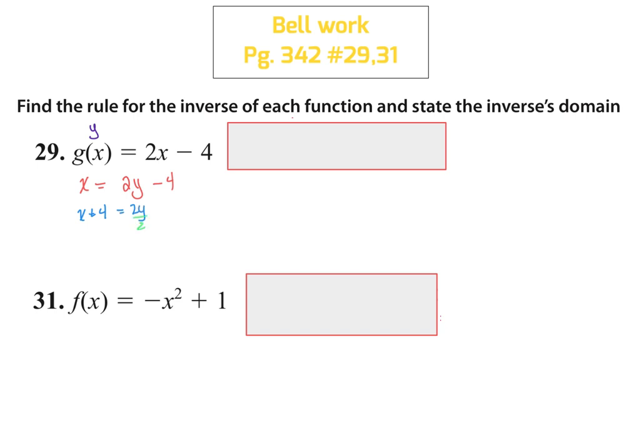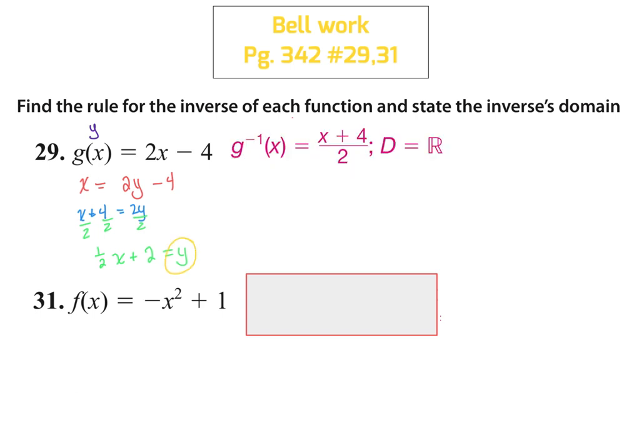And so remember, divide each piece by 2. 1/2 x plus 2 equals y. And our final step is to replace that with our function notation. They wrote it over 2 like this, but I would actually write it g to the negative 1. That's my inverse notation, 1/2 x plus 2.